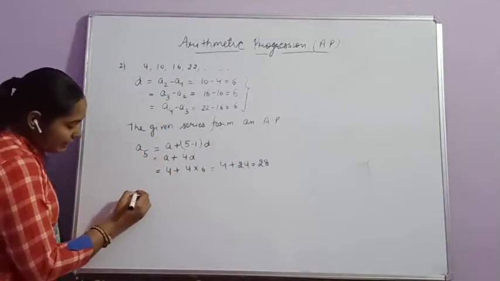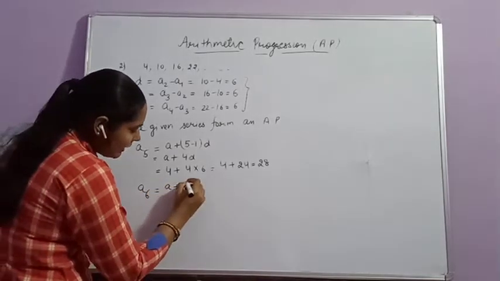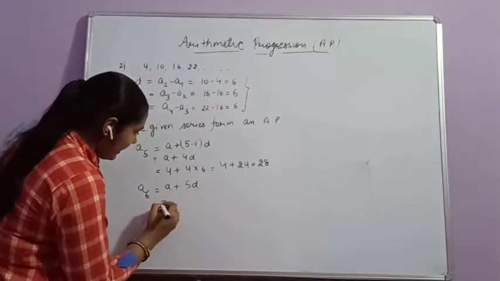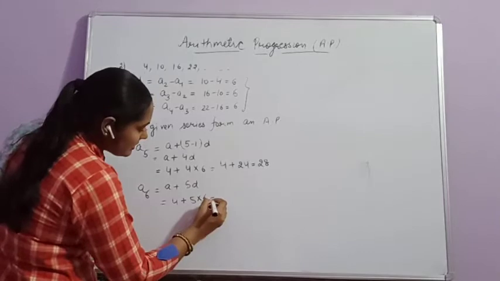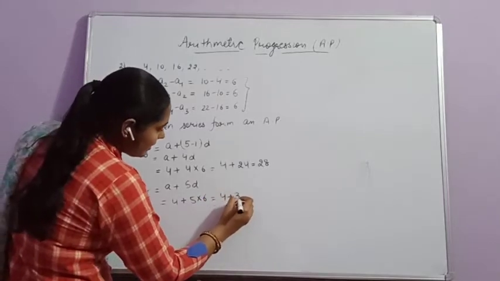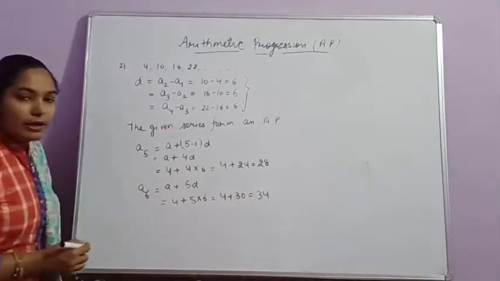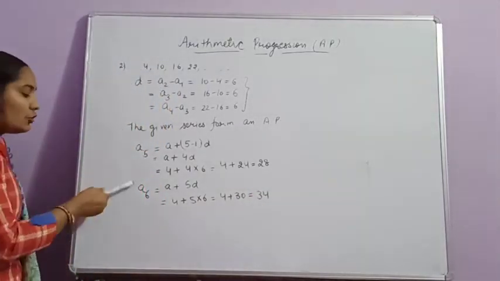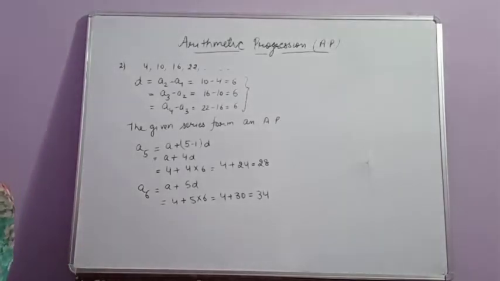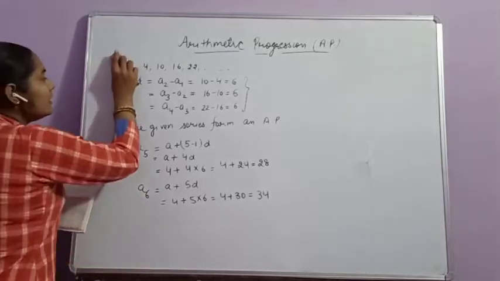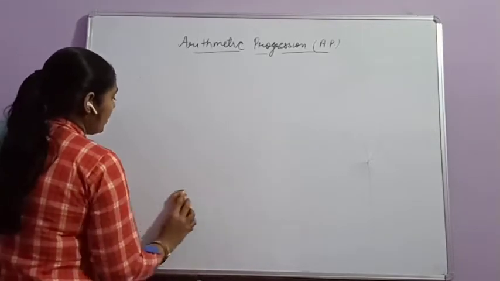Clear? Similarly we can calculate the 6th term, that is equal to A plus 5D. A is 4 plus 5 into D, which is 6, that is equal to 4 plus 30, that is equal to 34. Clearly these two are the next two terms of the given AP. Similarly, the next series is given and we have to check whether it forms an AP or not.